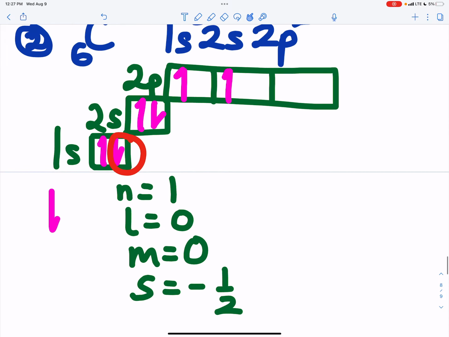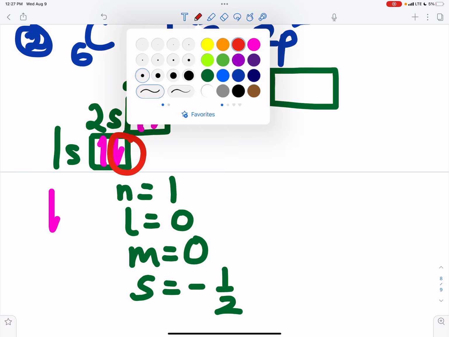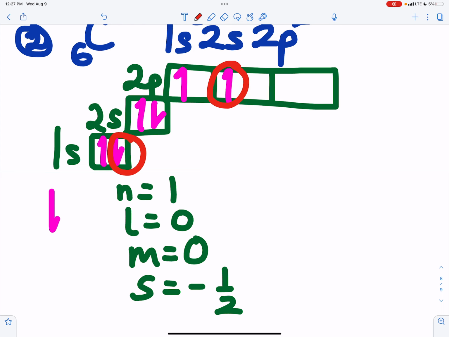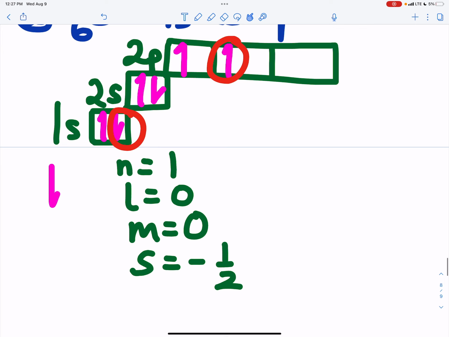Now let me take a last one for you. Let's write the quantum numbers for this electron here. Let me try and shade that in red. Let's write the 4 quantum numbers for that electron. I'll draw it out in pink first, then write its quantum numbers. I want to keep it close so that I can use the diagram.